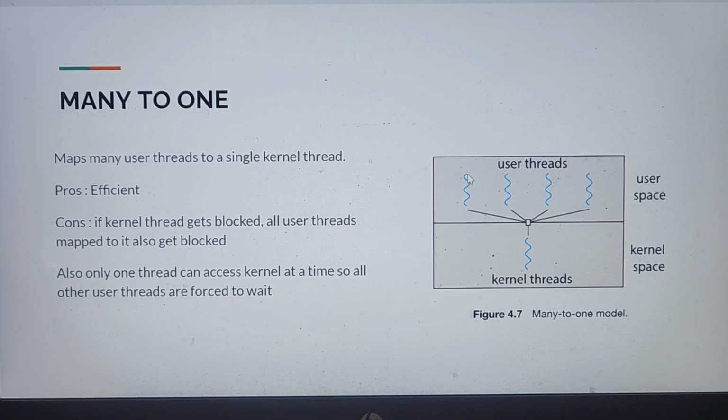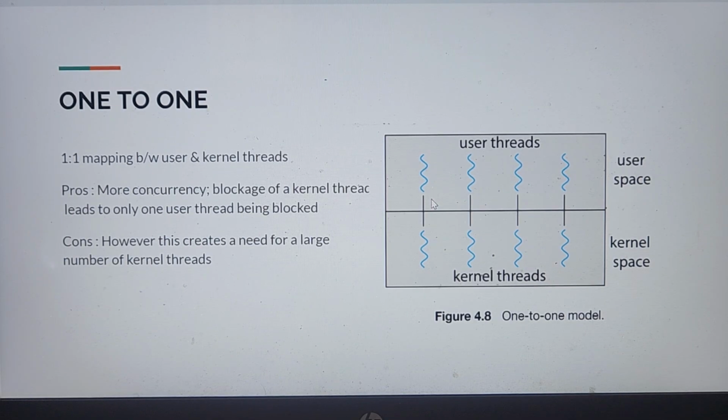But there are 2 problems. One is, if this thread gets blocked, if there is some malfunctioning in this kernel thread, 4 user threads are going to be affected. That's one problem. The other problem is, a kernel thread can only deal with one user thread at a time. So like I said, any unit of CPU can only deal with one unit of task at a time. So if 2 of these user threads need the kernel support at the same instance, one of them is going to be forced to wait. That's the problem with many to one.